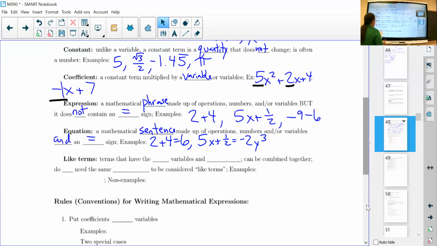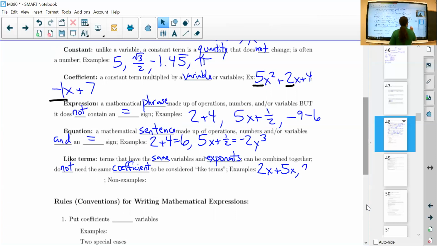Then like terms, they have the same variables and exponents, and we can combine them together. Notice that they do not need the same coefficient to be like terms. So some examples of like terms are 2x and 5x. I can combine those to get 7x. 2xy plus xy minus negative 3xy. Those are all like terms because they all have an x and a y.